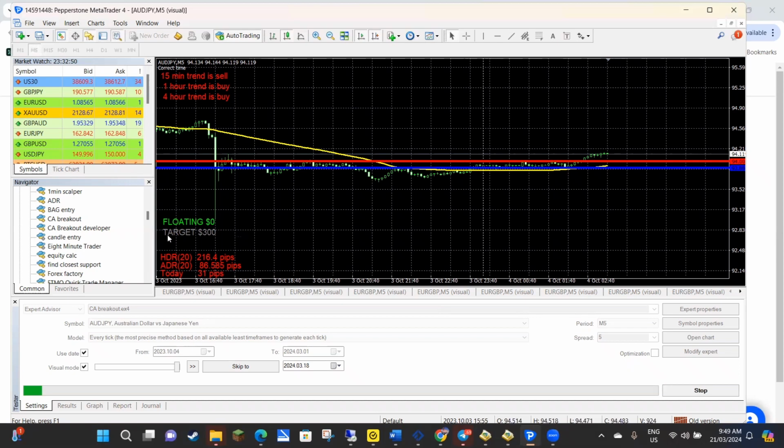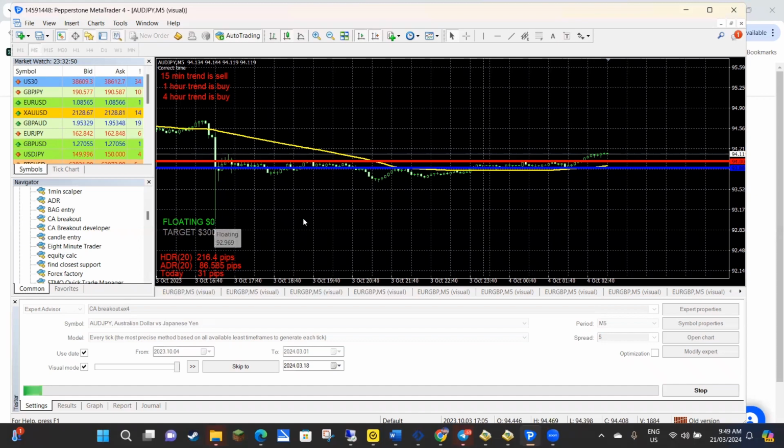Now, we had our daily target set at $300. This is the target we're looking at here. And as your equity goes up and down, you'll see this value change. Essentially, as you make money throughout the day, this will count down from 300 to 0. When it gets to 0, it'll come up in some red writing saying target hit, and the software will stop trading.